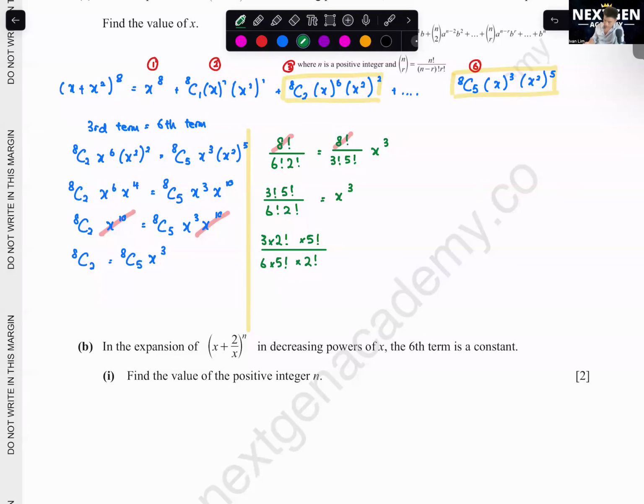Why do we stop here? Because we want to cancel this 2 factorial with this 2 factorial, and this 5 factorial with this 5 factorial. So we simplify it to just 3 over 6, which equals x cubed. Go and solve for this. x cubed is equal to 1 over 2. Therefore, x is equal to the cube root of 1 over 2.